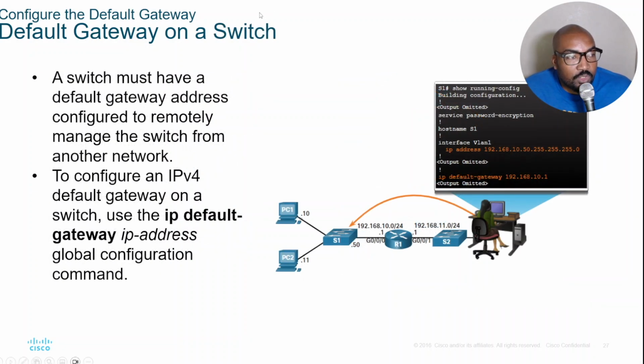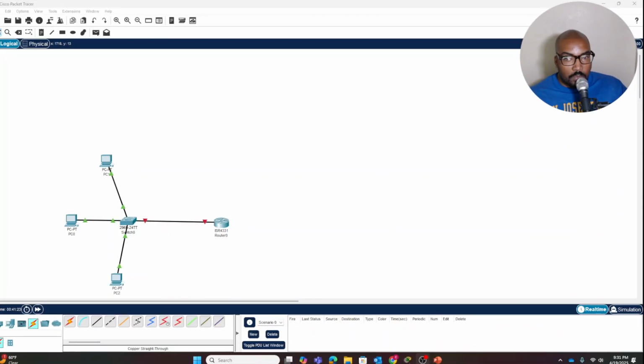The default gateway on a switch. The switch must have a default gateway address configured to remote manage the switch from another network. So you have to have the default gateway set on the router, typically on the VLAN. You have to have it set in order to remote into that. To configure the IPv4 default gateway on the switch, use the ip default-gateway IP address global configuration command. We will go through all this so I can show this to you in Packet Tracer.